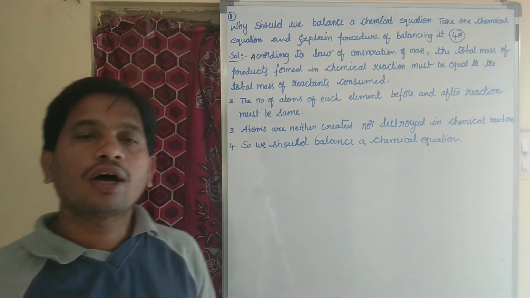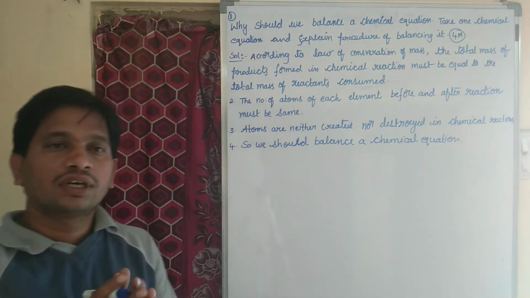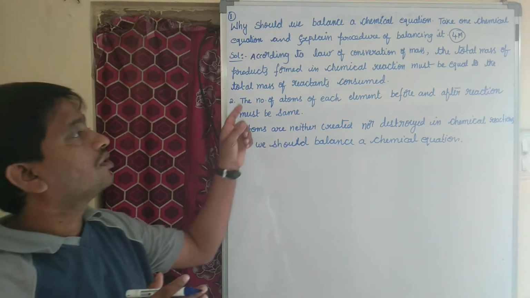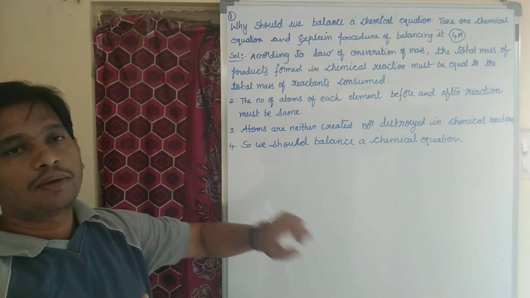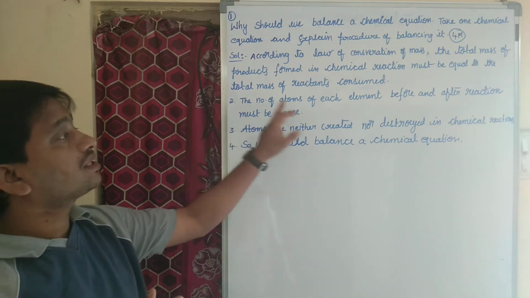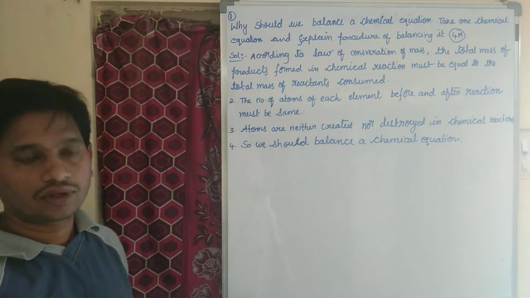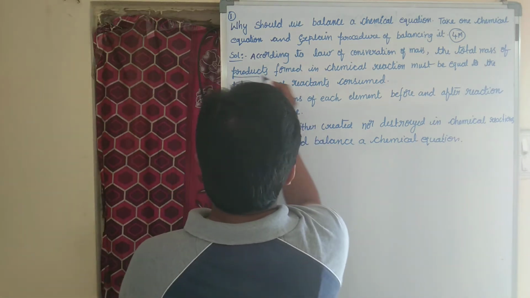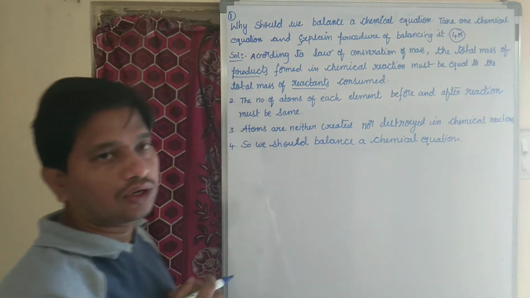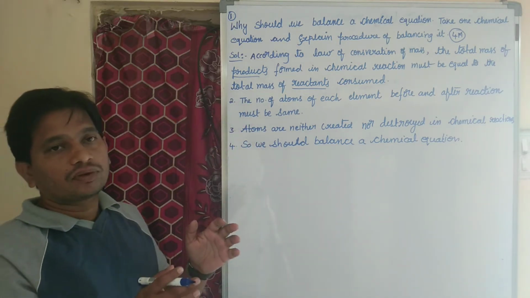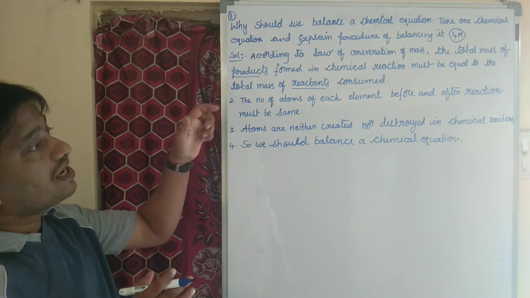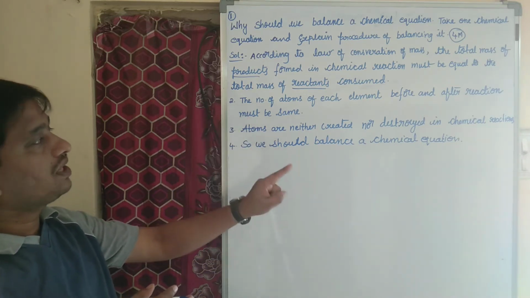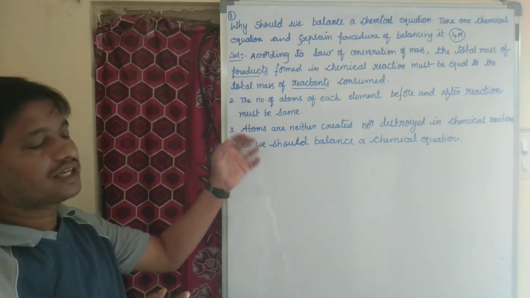Actually, according to the law of conservation of mass, the total mass of products formed in a chemical reaction must be equal to the total mass of reactants consumed. Here, the two words, one is product and the second one is reactants. That must be the same.